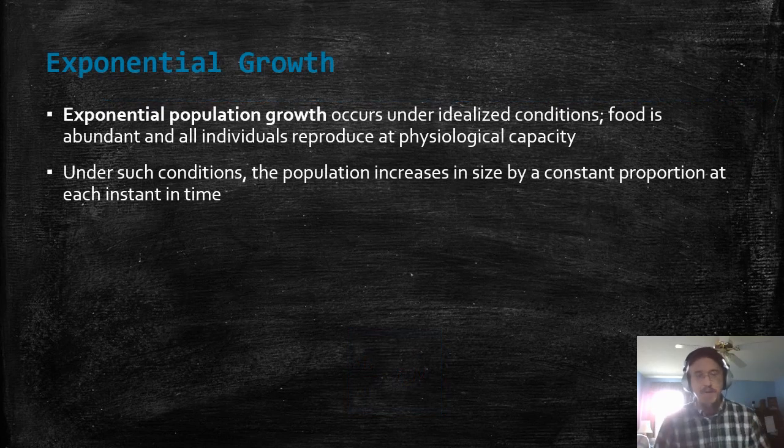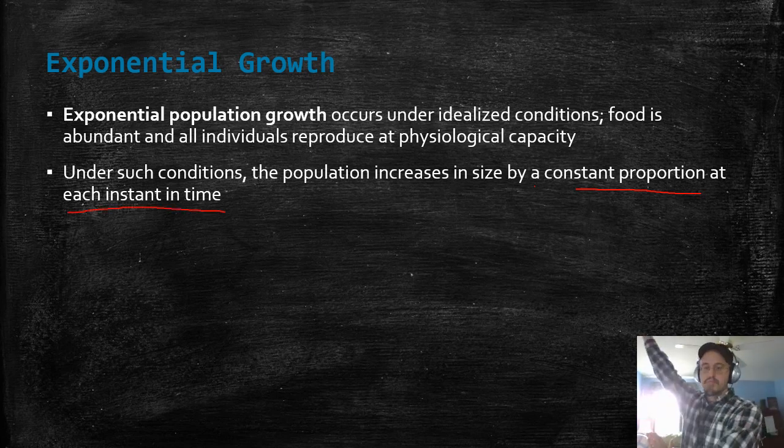Okay, now in exponential growth, this occurs under idealized conditions. Food is abundant. Individuals have space. Everyone's healthy. Everyone's operating at 100%. That is rare in reality, right? But what happens is a population will then increase in size by a constant proportion every instant of time. Okay, so they're always increasing in time.